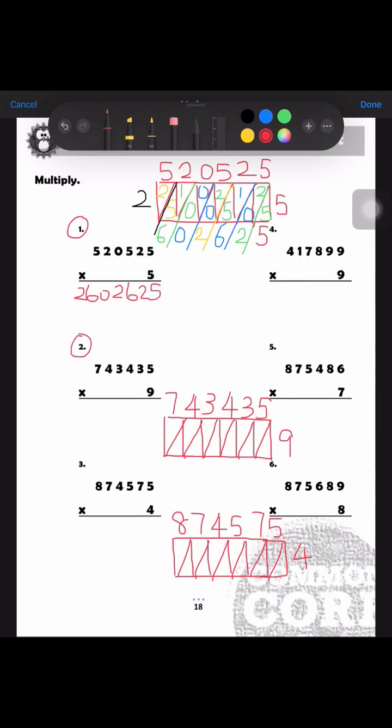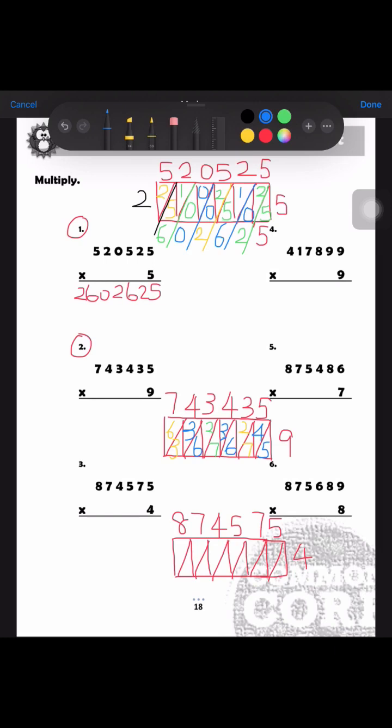Okay, so next question, 743,435 times 9. Okay, so 7 times 9 equals 63, so 63. 4 times 9 equals 36, so 36. 3 times 9 equals 27, so 27. And then 4 times 9 equals 36, so 36. And then 3 times 9 equals 27, so 27. Then 5 times 9 equals 45, so 4, 5.